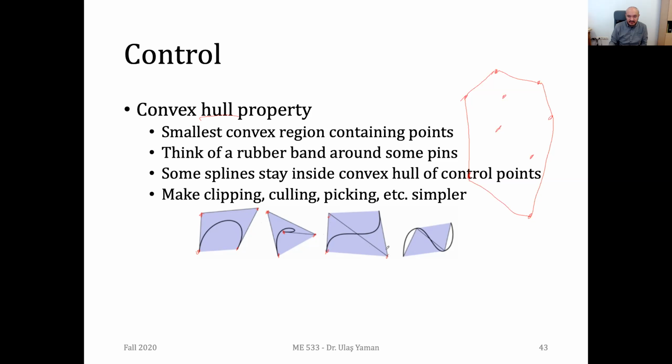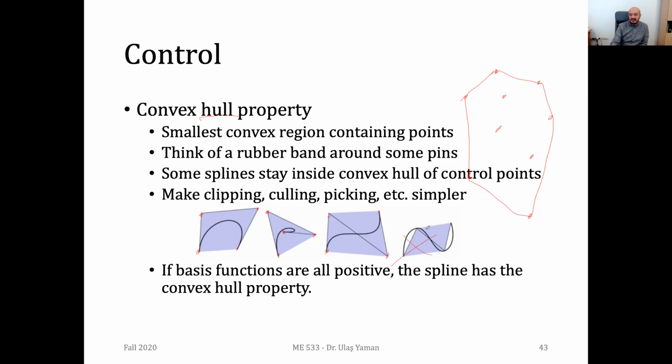But what about the last one? Obviously, this is not inside the convex hull, and sometimes you may come up with such cases, but this time such operations will be quite difficult. And how do you obtain it? You can obtain it by using positive basis functions. But if any of the basis functions has negative values, then you cannot have this convex hull property, and you need to spend more time, do more computation for the clipping, culling, or transformation operations.